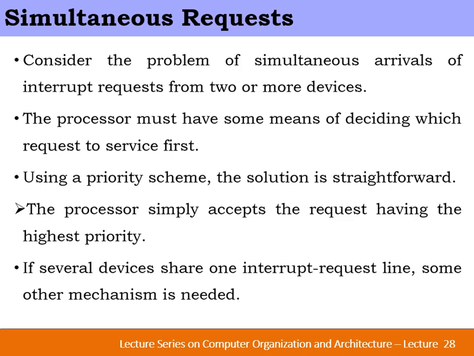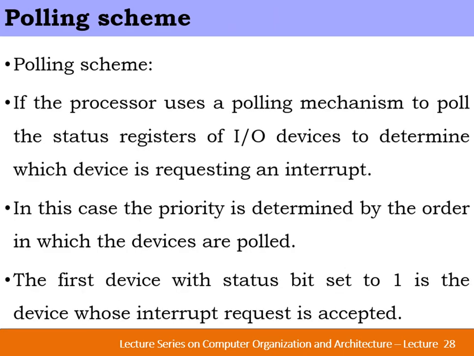Suppose multiple or several devices connected to the system share a common interrupt request line. Now it requires a certain mechanism in order to service multiple or simultaneous interrupt requests. One mechanism we have is the polling mechanism. Certain different mechanisms are available, and among those, we have already discussed what the polling mechanism is.